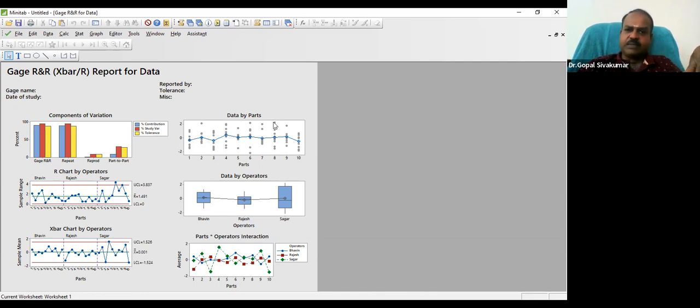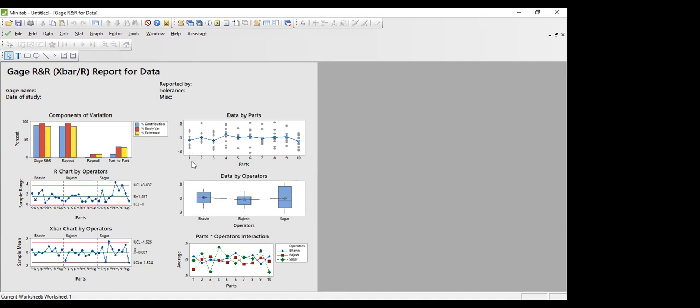Now, this is the part-wise graph. How many parts did you select? 10 parts. Every part is measured by 3 people: Bhavin, Rajesh and Sagar. Each produced 3 readings. So totally how many readings? 9 readings. These 9 readings are appearing here. All 9 readings have come from a single product, part number 1. But look at the variation.